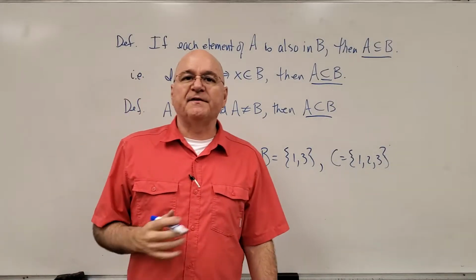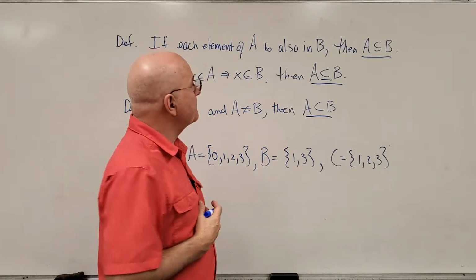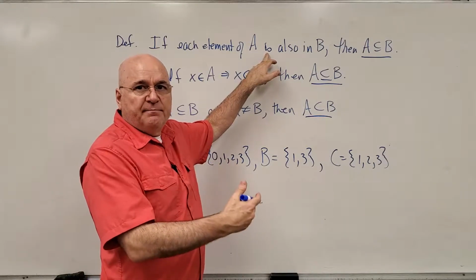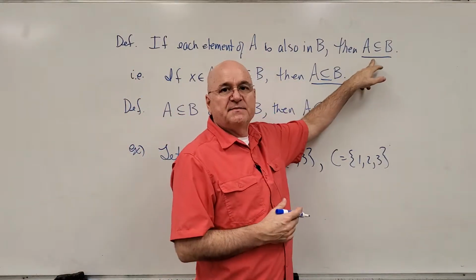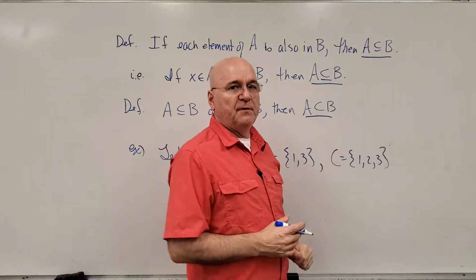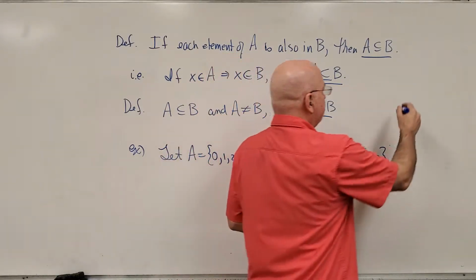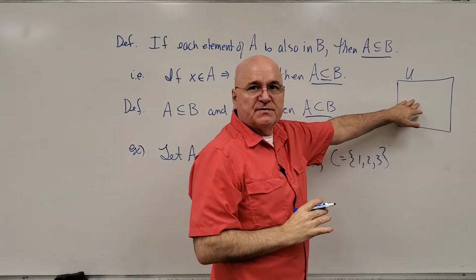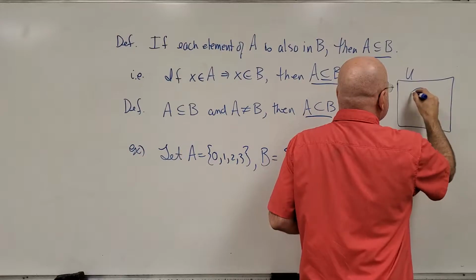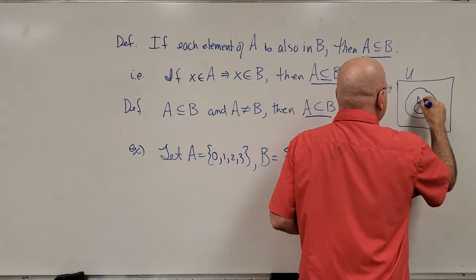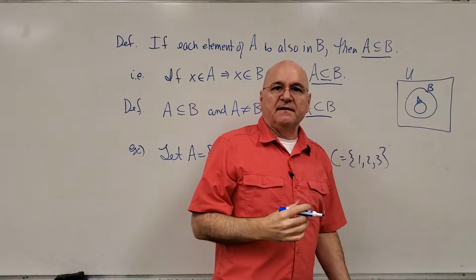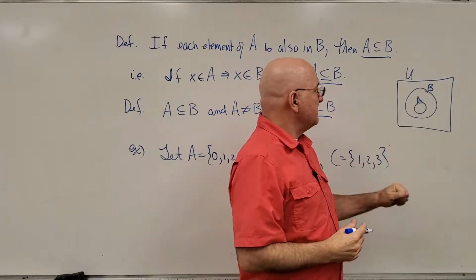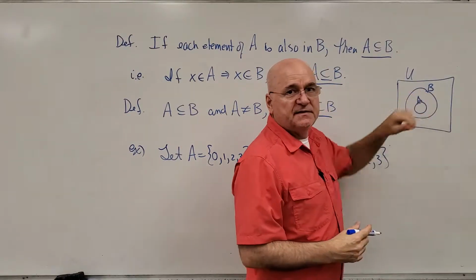Now let's look at one more definition and then some simple examples. If every element of A is also in B, that means that A is a subset of B, and we use this symbol. If you were drawing a Venn diagram, where that's your universe, the universal set, if A were a subset of B, we would draw it something like that. Every element in A is also in B. So it's completely enclosed inside of B.